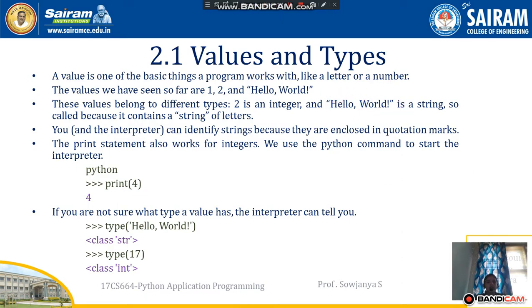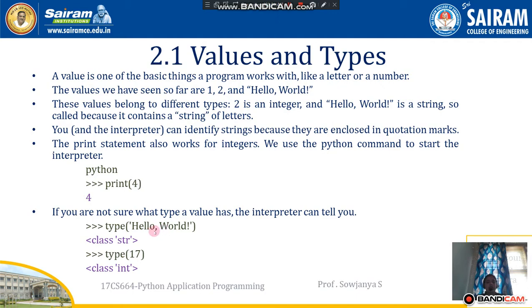Now, for example, we have a print statement, print of 4. When you type this statement, what does it give? It gives 4. Now you want to find out the type of the value 4. How do you find this out? The syntax is type of, for example type of 4. When you write type of 4, it shows that it belongs to integer.